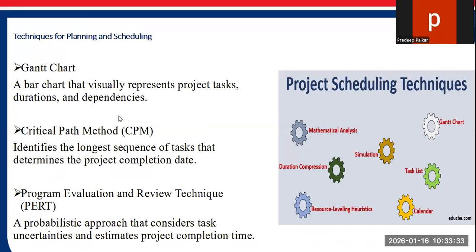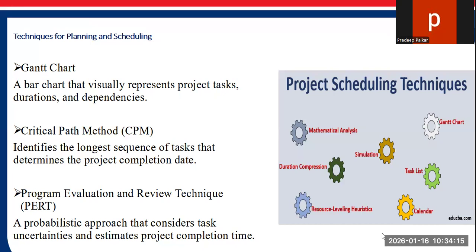Now see here the techniques for planning and scheduling. The Gantt chart is a bar chart that visually represents project tasks, durations, and dependencies. Then there is the CPM, the critical path method, which identifies the longest sequence of tasks that determines the project completion date. The third technique is the Program Evaluation Review Technique, PERT, a probabilistic approach that considers uncertainty and estimates the project completion time.